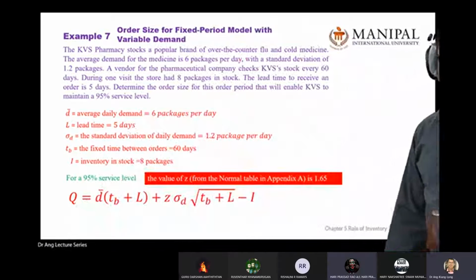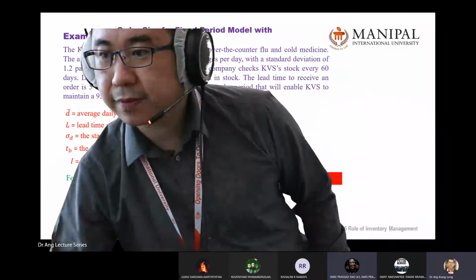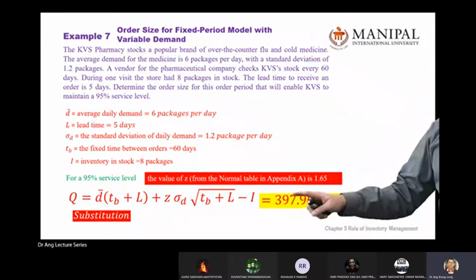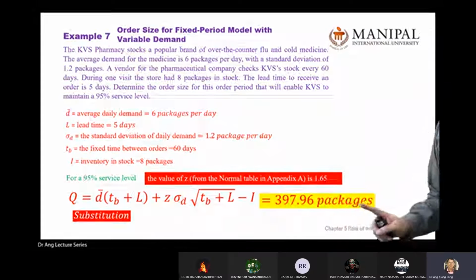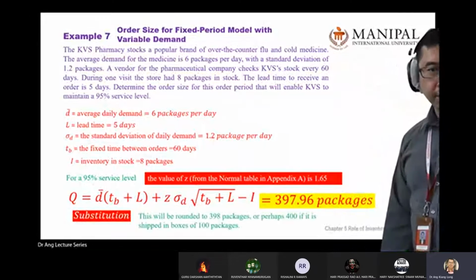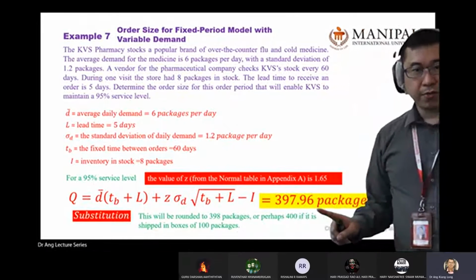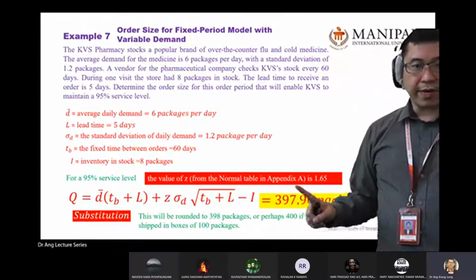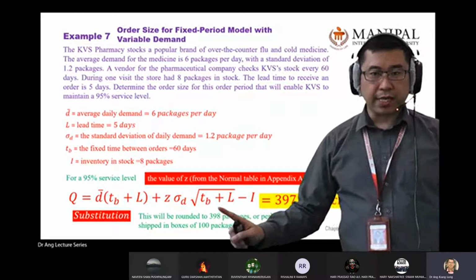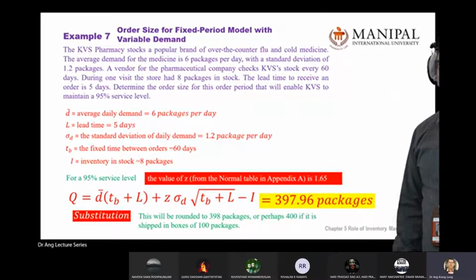397.96. Okay. 397.96 packages. This is your order size. Okay. So of course, when you order, you round up. This one is very near to 398, so you round up to 398 packets. Right.